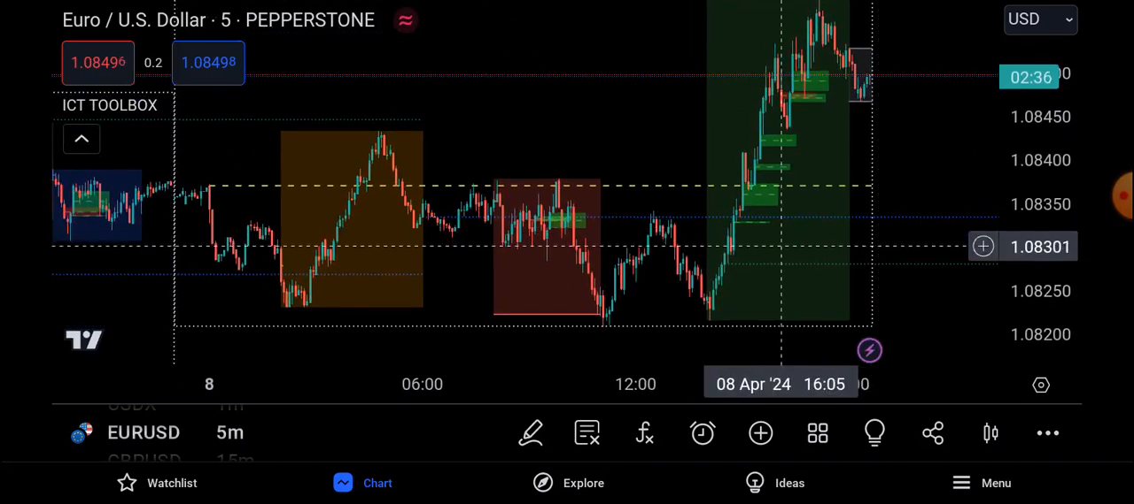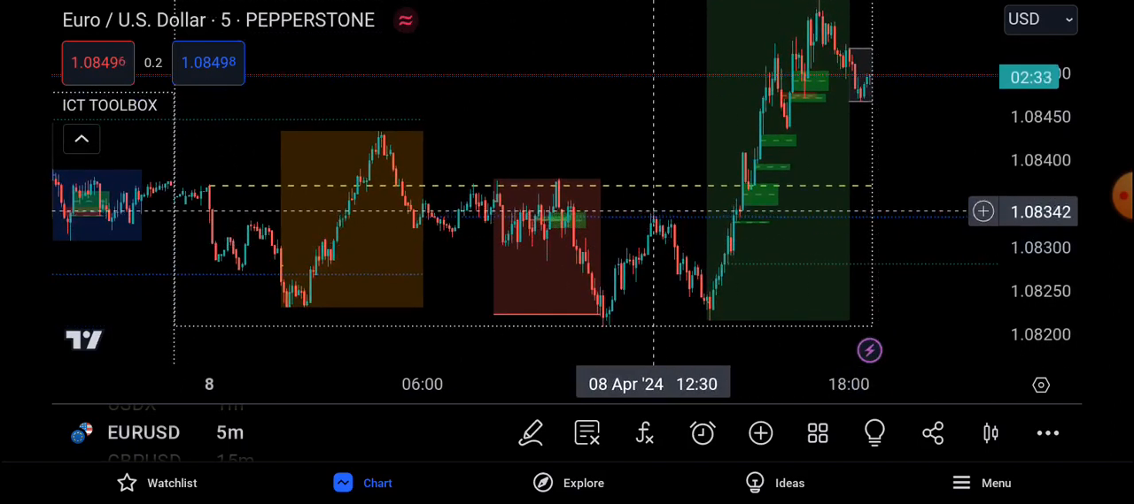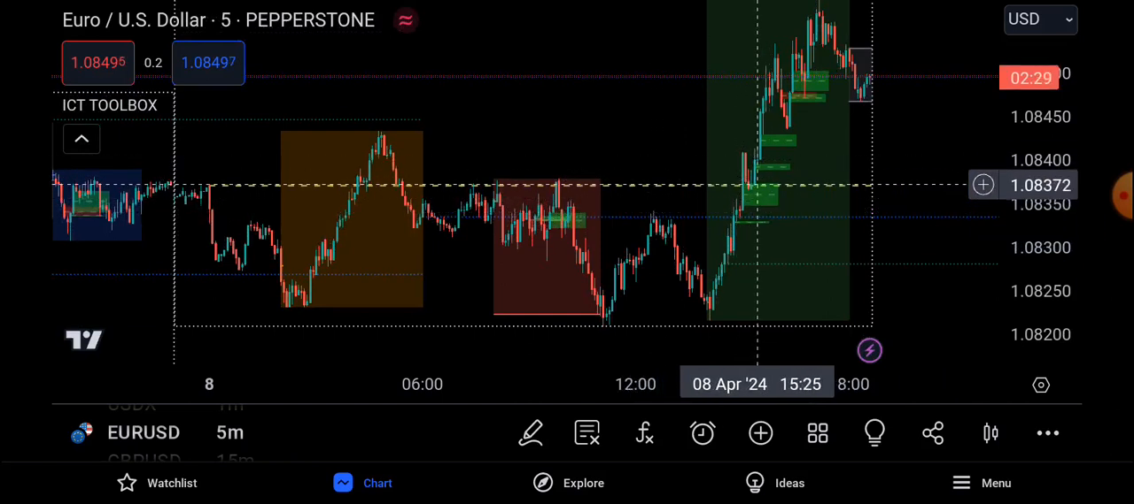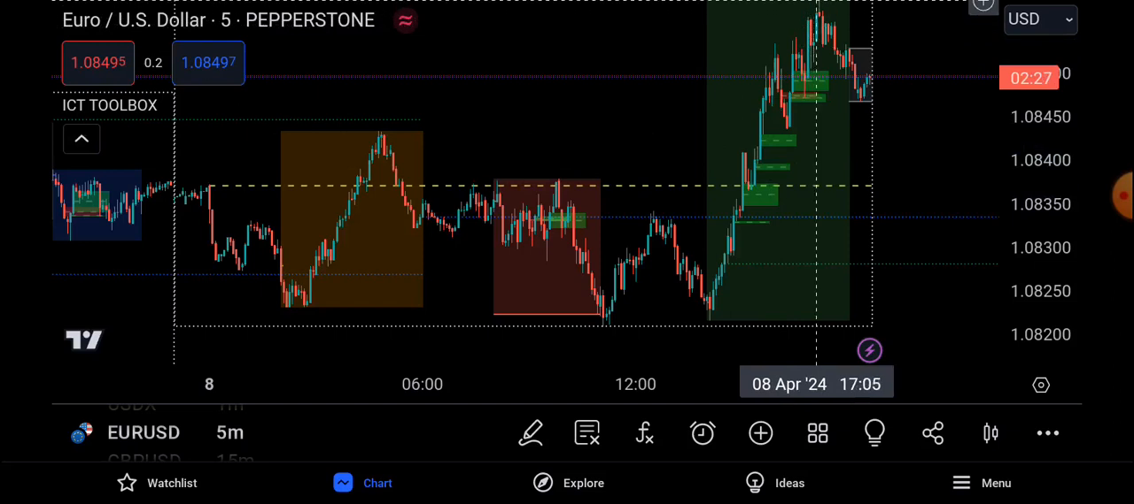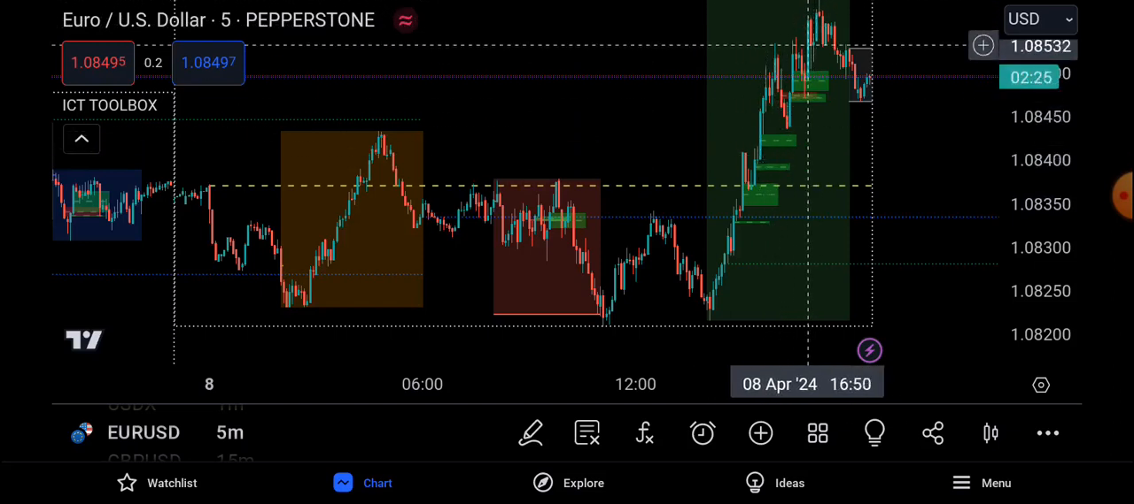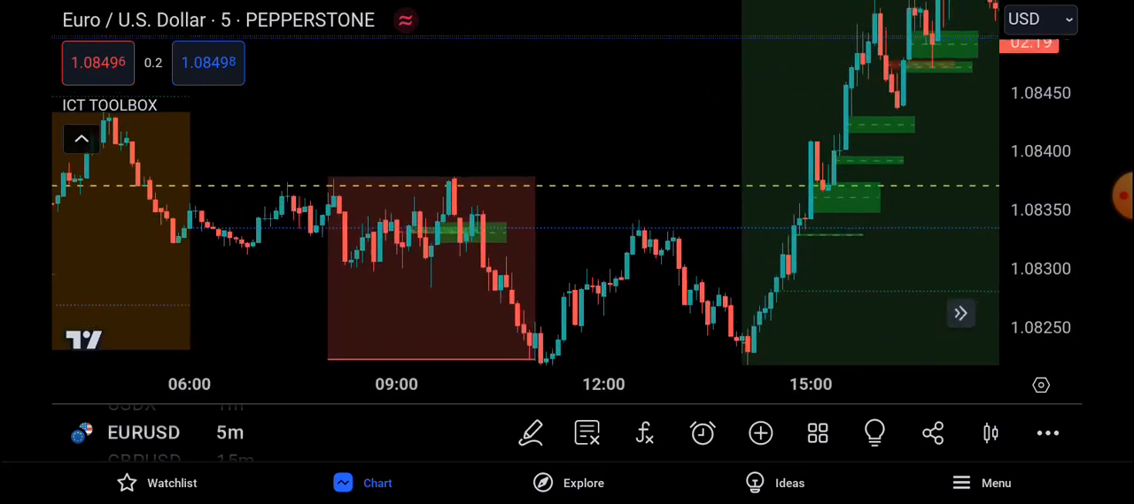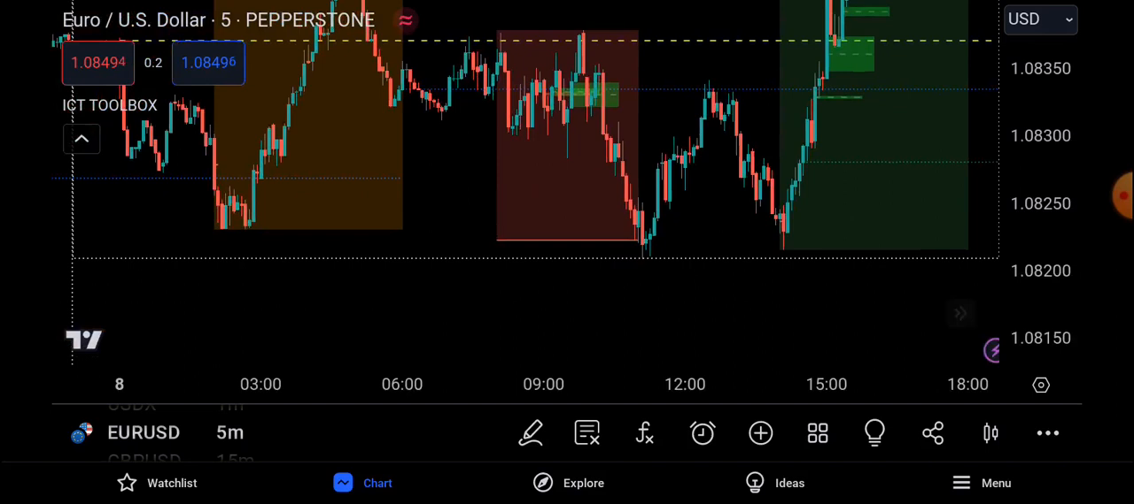So if I was using my fair value gap, I would have waited for this high to get taken out, which we did right here. We had a fair value gap, my entry would have been there, and I would have gotten my 20 pips for the day out of this. But because we are talking about order blocks, I would have to have been down here.